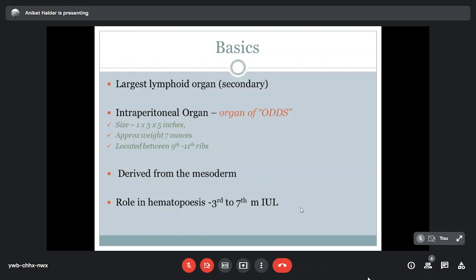Starting with the basics, the spleen is the largest lymphoid organ of the body. It is a secondary lymphoid organ, just like the lymph node, and it is an intraperitoneal organ, also known as the organ of Orts. Its size is approximately 1 into 3 into 5 inches. Approximate weight is 250 to 300 grams, which is around 7 ounces, and it's located between the 9th to 11th ribs. It's derived from the mesoderm. It has a very important role in hematopoiesis in intrauterine life, where along with the liver, it is the principal organ of hematopoiesis from the 3rd to 7th month of intrauterine life.